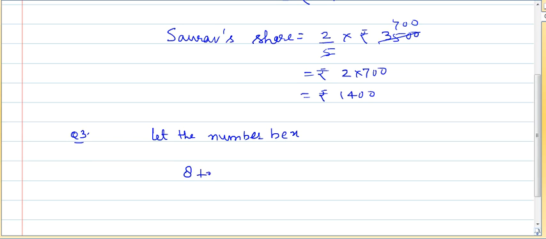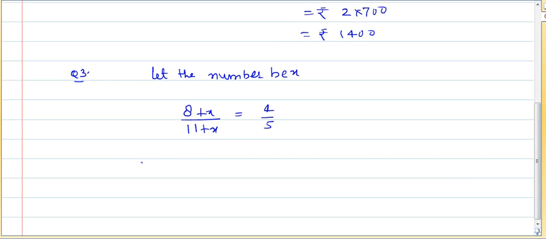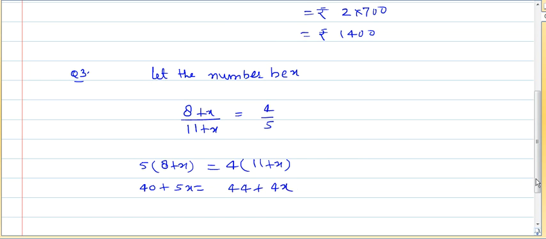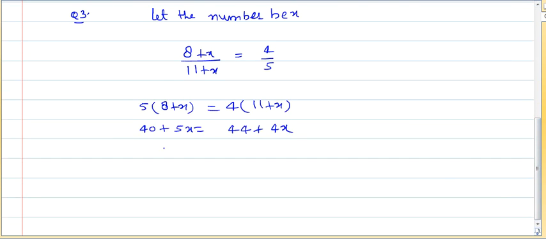8 plus x upon 11 plus x becomes 4 upon 5. Do cross multiplication. So we have 5 into 8 plus x equals 4 into 11 plus x. 40 plus 5x equals 44 plus 4x. Then 5x minus 4x equals 44 minus 40. So x equals 4. So the answer is 4.